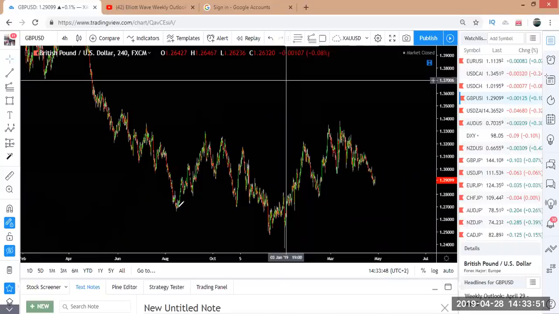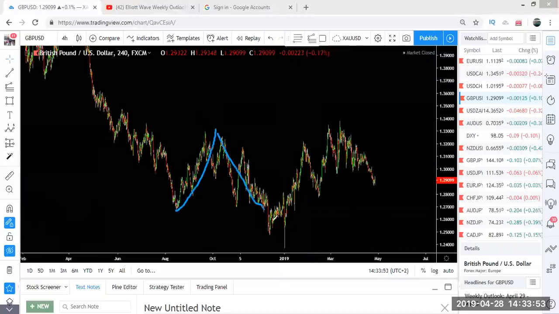Initially, we were looking at this as an expanding flat, a move up, a move back down, and a move up. Now, if this starts making a pullback here, that means we are going to play out that expanding flat. You saw how we look at that expanding flat on the S&P 500 or the indices played out. So that will be this expanding flat.